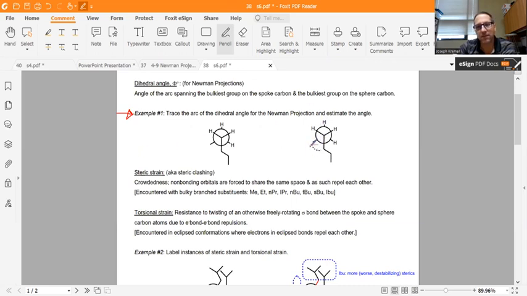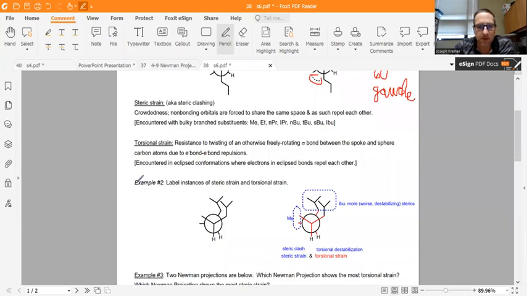What is this angle here? Is it more or less than 90 degrees? Less. Come on, right? Less. So it's not 0, it's 60. You're looking at a gauche, aren't you? Gauche. Example 2, I already covered that.